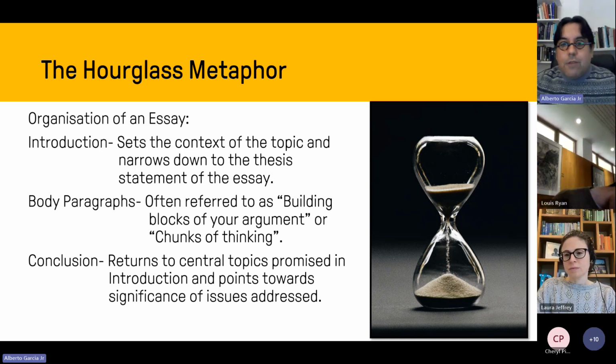And then you have the conclusion of your work, which starts this widening out process again, where you return your reader to some of the central topics that you've talked about in your paper and some future considerations.